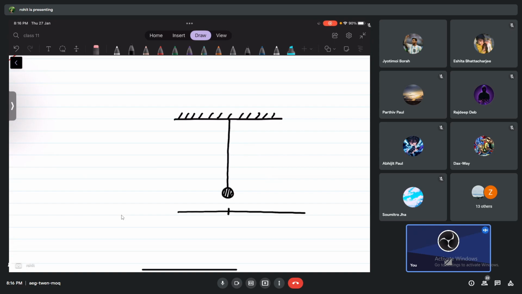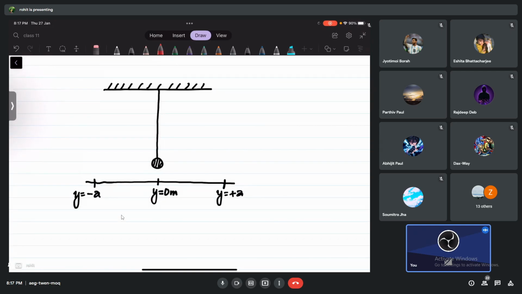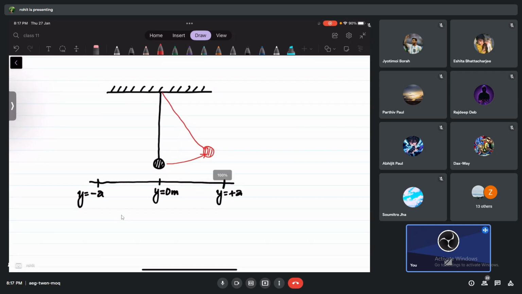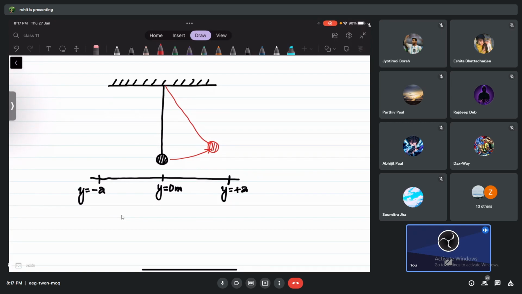This position is y equal to 0 meters. This is the extreme position, I call it y equals plus a meters. This is the extreme left, so I call it y equals minus a meters. The object's motion, remember, is going to the right first. So the pendulum will appear here after a certain time. Let's say this is point A, this is O and this is B. The motion will be from O to A, then from A to O, then again from O to B, and again from B to O.